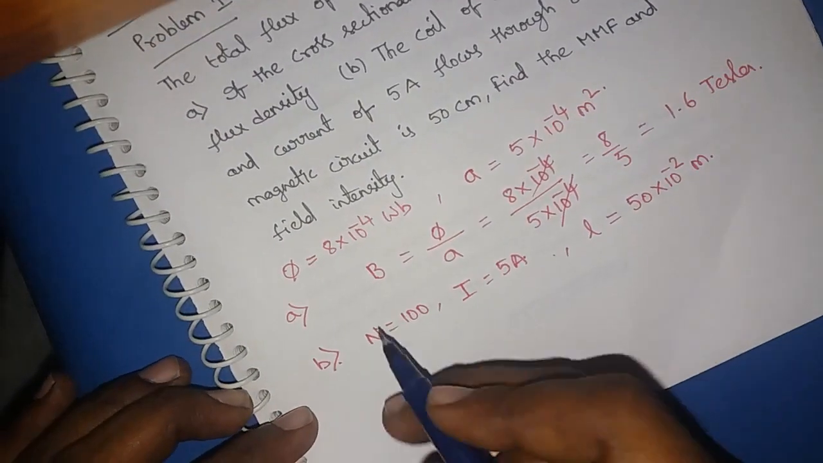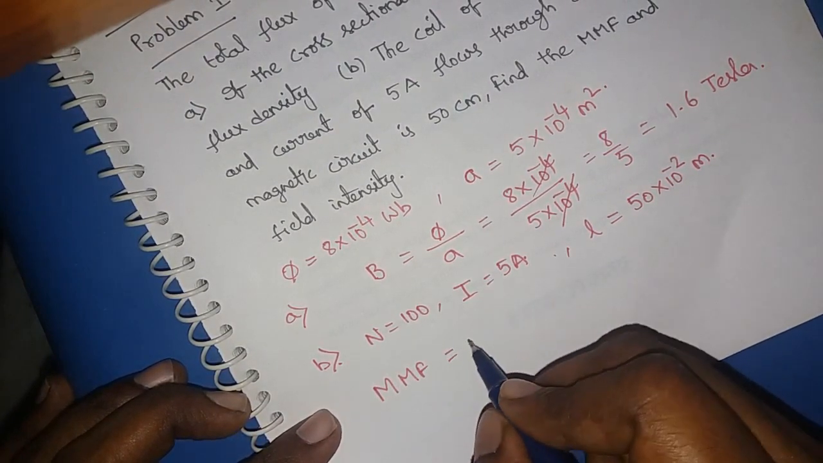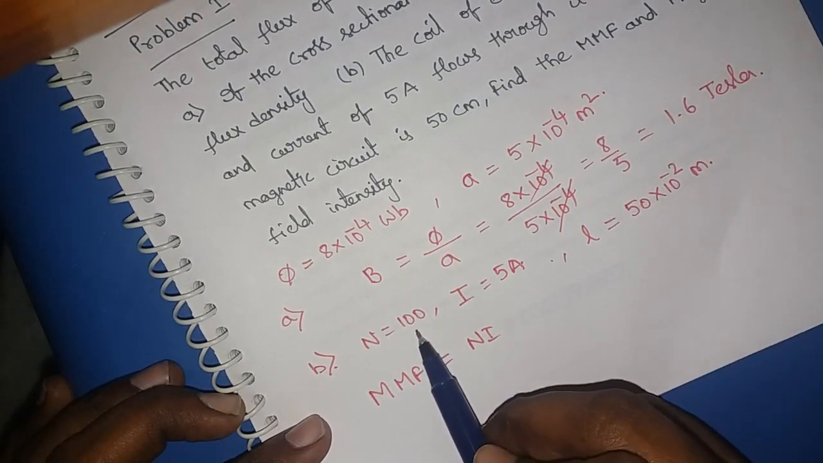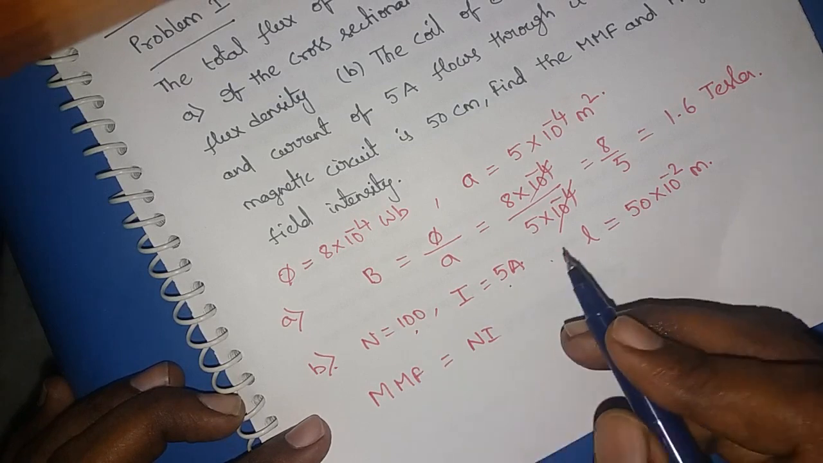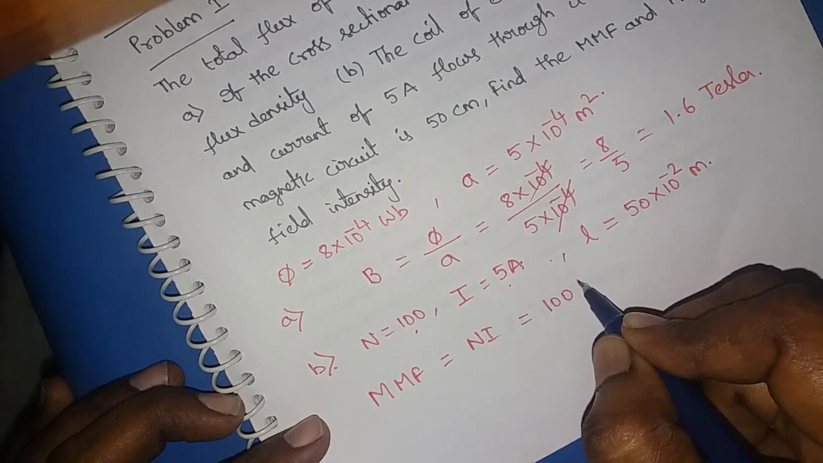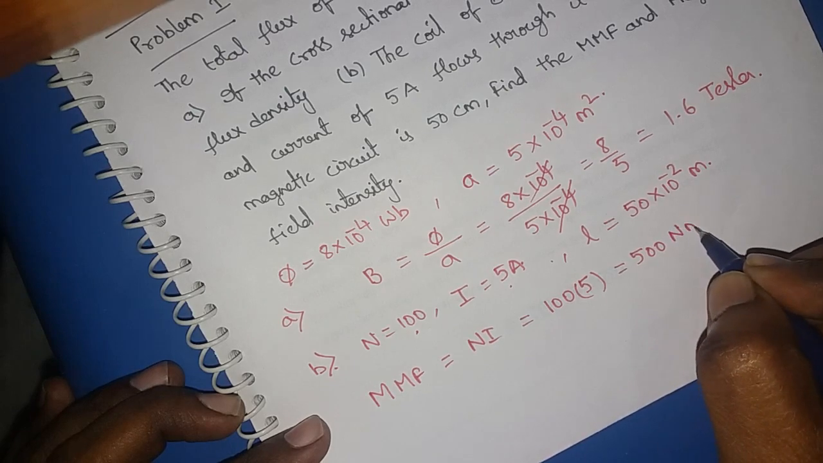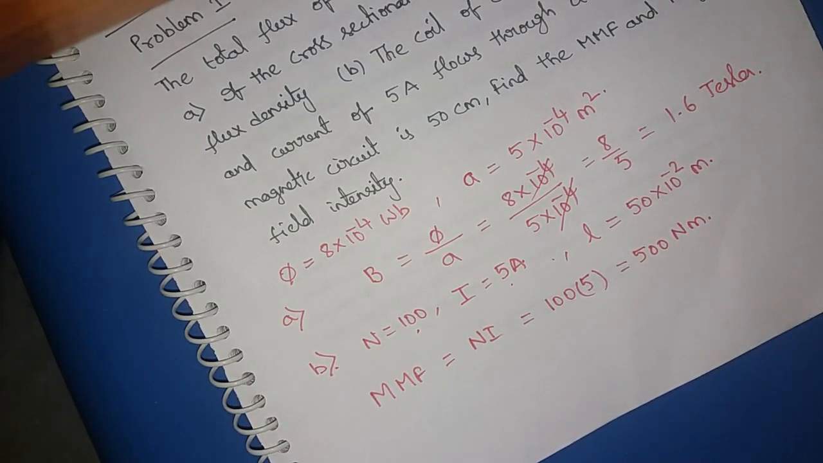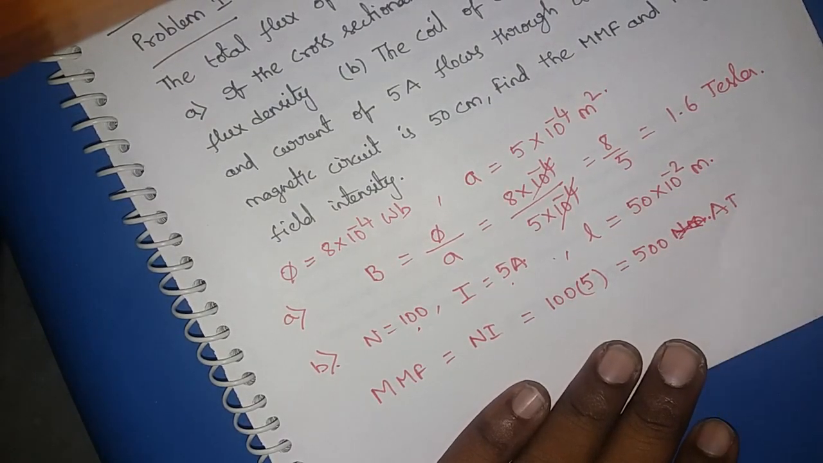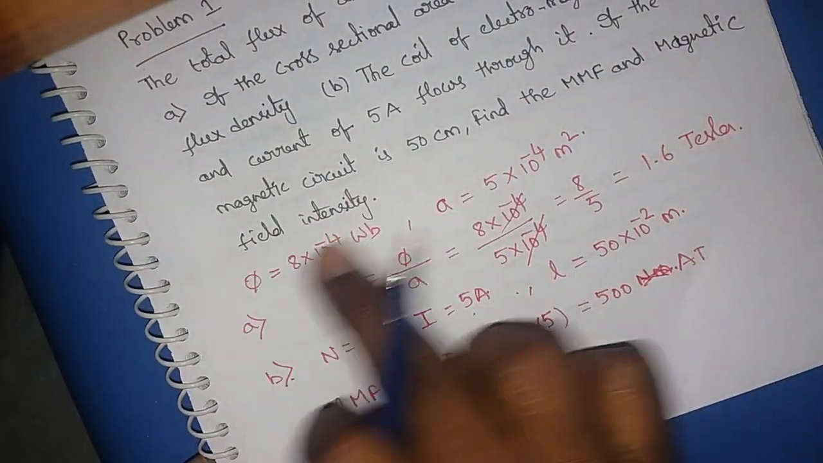Find MMF. What is MMF? We know that MMF is equal to Ni. We know both I and N. If you substitute, 100 into 5, this will be 500 ampere turns.